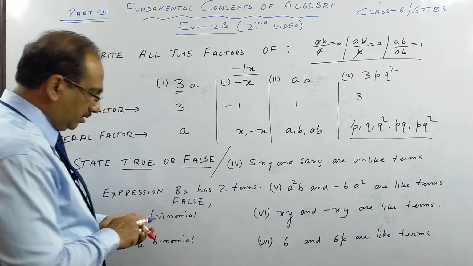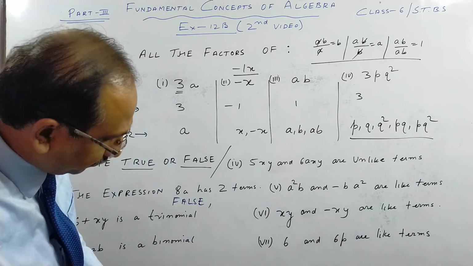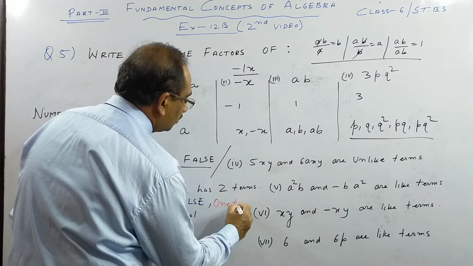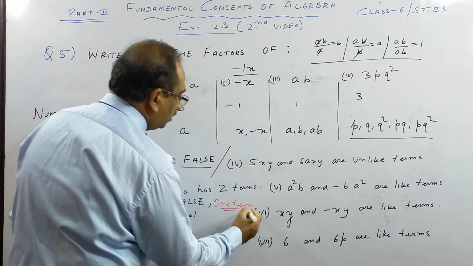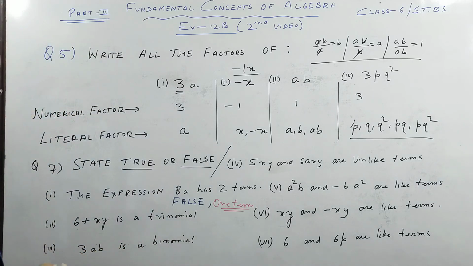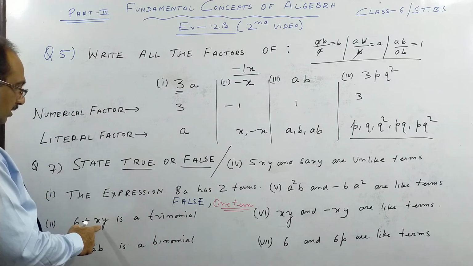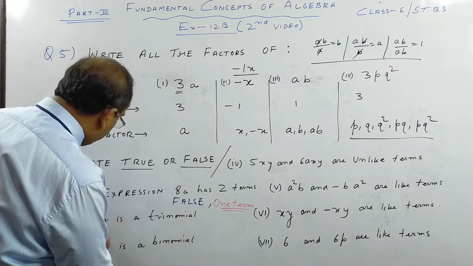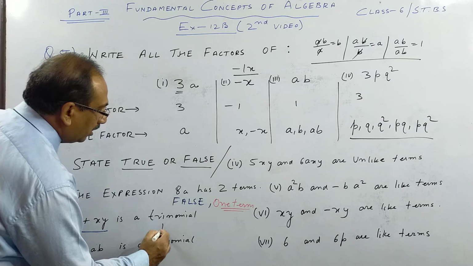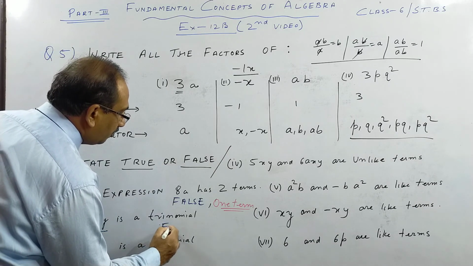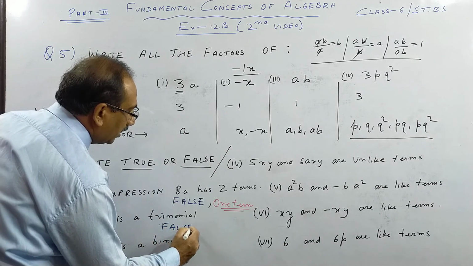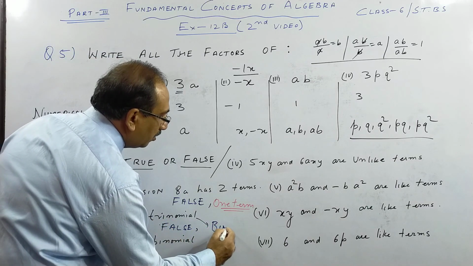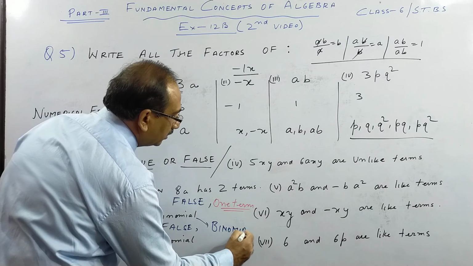So what is the correct one? If you see, children, it has only 1 term. A red color may be a little lighter, but anyway I hope it is visible. 6 plus xy is a trinomial. Again this is false, children. It has two terms, it's a binomial, so it is also false. So the correct word this should be is binomial. It has two terms.